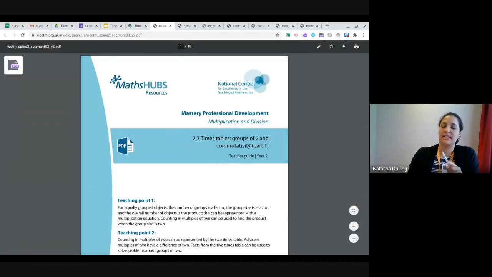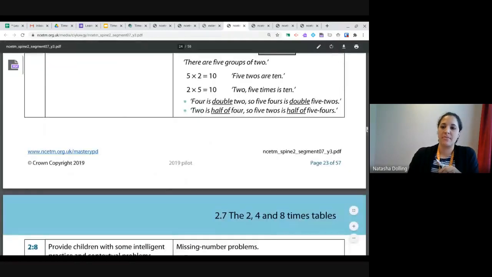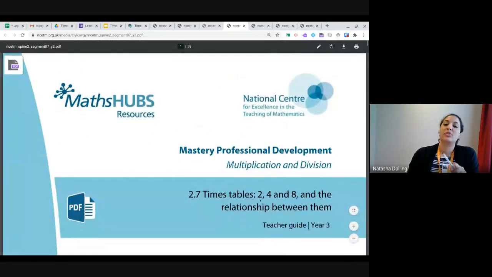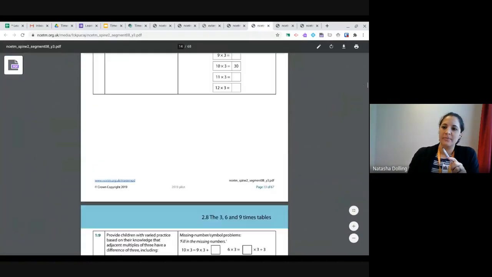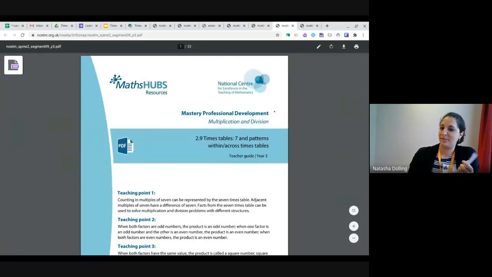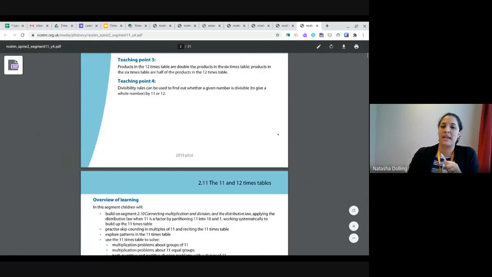So this one is when you start off, so grouping in terms of twos. This one is tens and fives. Oh, this one's not loading, what a shame. This one, if I go all the way back up to the start, this is times tables 2, 4, and 8, and the relationship between them, really important. This one, if I just go up to the top, 3, 6, and 9, and the relationship between them. 7 times table, patterns within and across times tables. And then this last one here, the 11 and the 12 times tables.